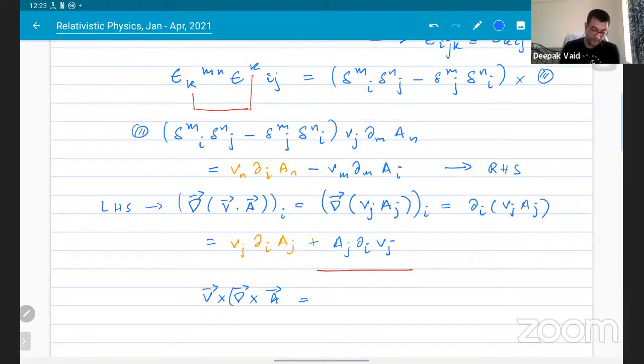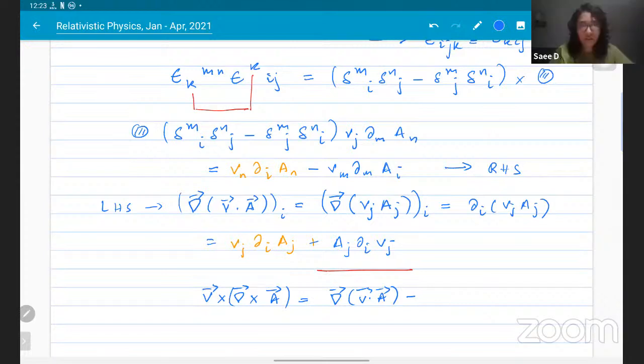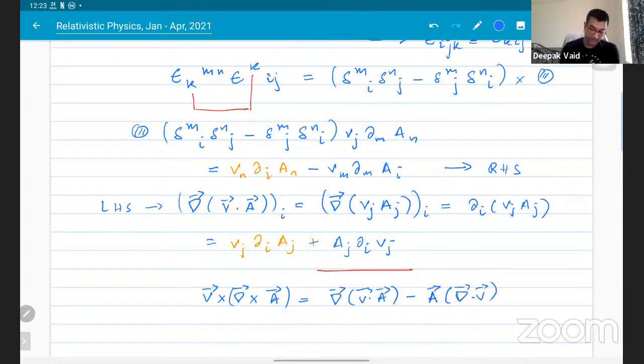So you can write this as gradient of v dot a minus, what was it? A times del dot v. Right, okay. So the thing is that, why is the second term 0?